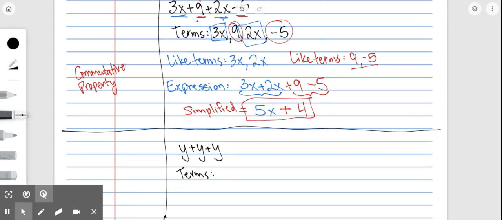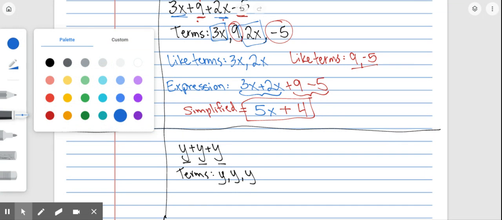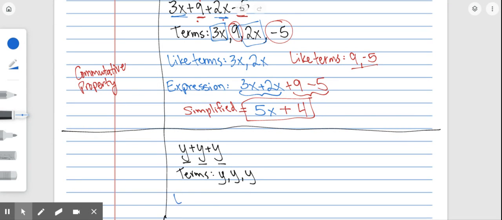All right, I have y plus y plus y. So let's start by identifying terms. Y is a term. That's that first one. Y is a term. That's that second one. And y is a term. That's that third one. I know that it seems kind of weird because they're all exactly the same, but I do have to write all 3 of them. Because when I start writing like terms, I want to know how many like terms I have.